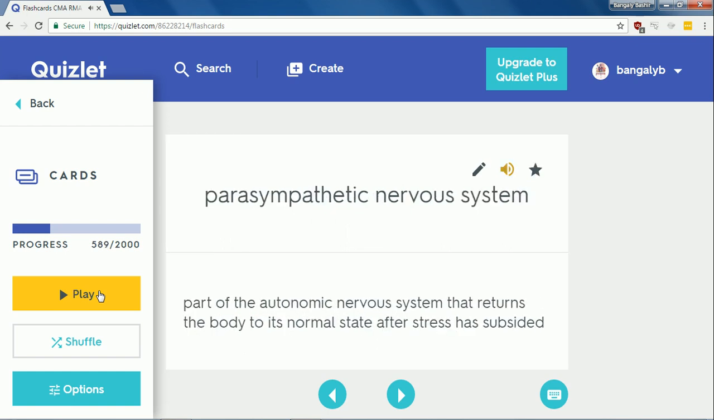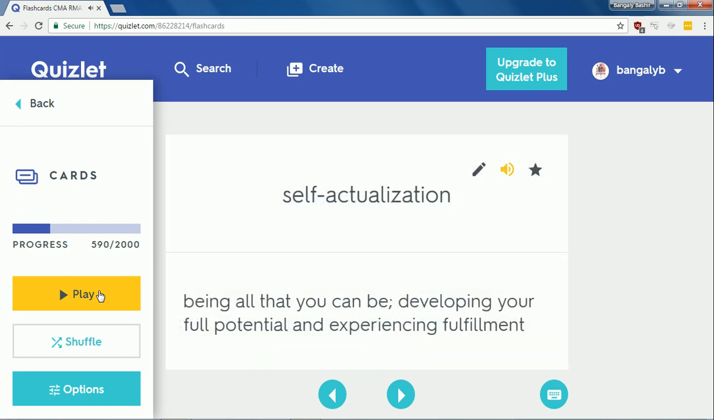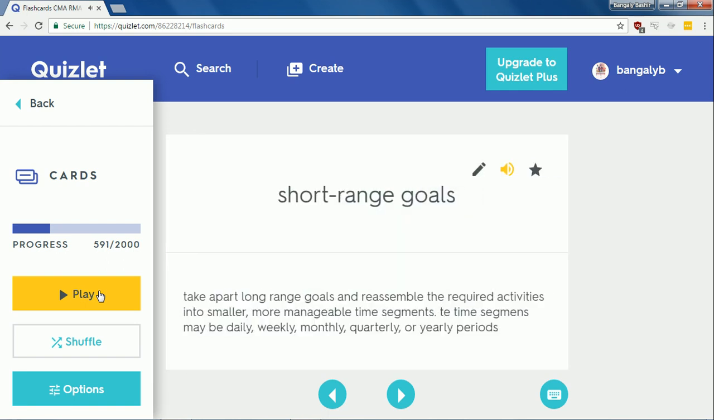Parasympathetic nervous system. Part of the autonomic nervous system that returns the body to its normal state after stress has subsided. Self-actualization. Being all that you can be, developing your full potential and experiencing fulfillment. Short-range goals. Take apart long-range goals and reassemble the required activities into smaller, more manageable time segments. Time segments may be daily, weekly, monthly, quarterly, or yearly periods.